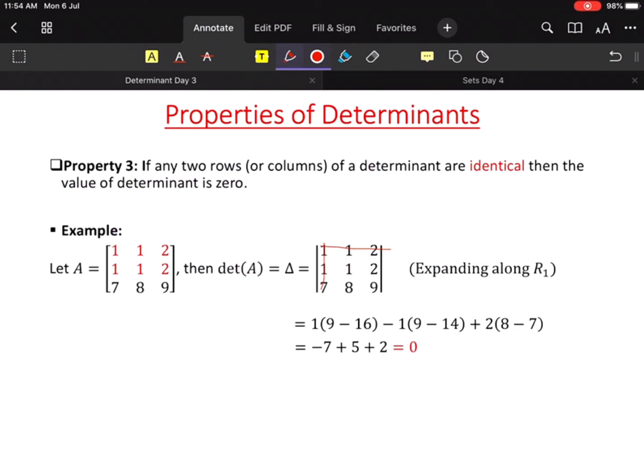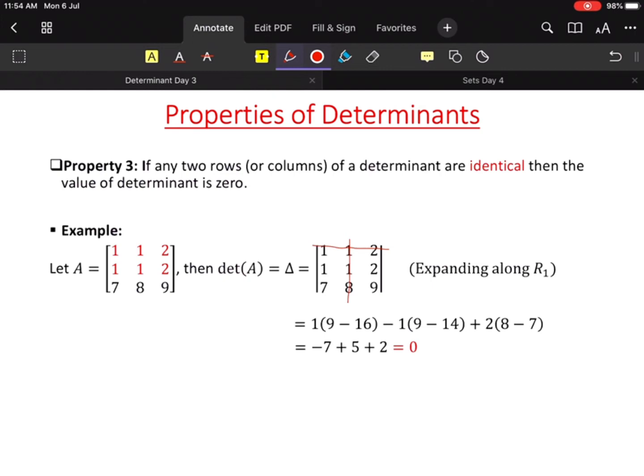So 1 into 9, that is 9, minus 8 into 2, that is 16. 9 minus 16. Now the first element is done. Now move on to the second one. This is first row, second column. So 1 plus 2 is an odd number, so that's why there is a minus sign. And this 1 comes in here. Then I will cut this one and this one. So 1 into 9, again 1 into 9, minus 2 into 7, that is 14.